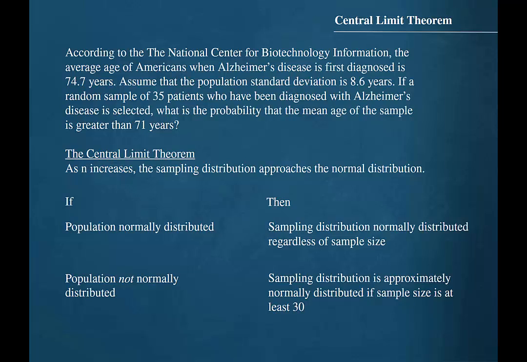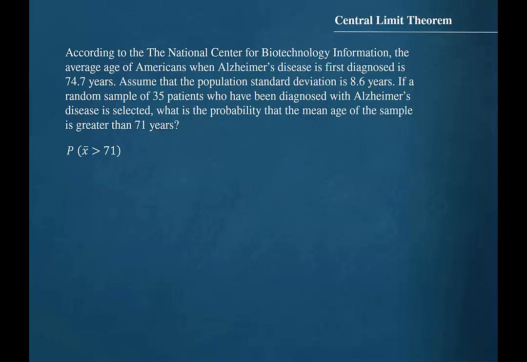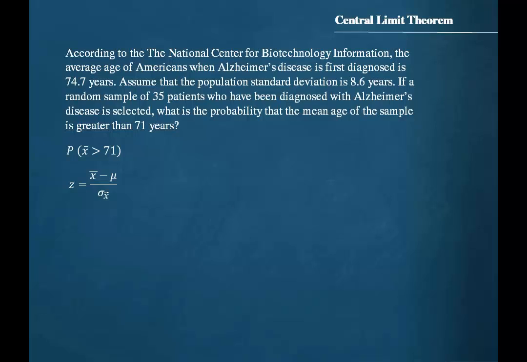this probability. The question is asking us to find the probability that the sample mean is greater than 71 for the sample of 35 patients. We will use a z-score to find this probability. It is very important that we use the standard deviation for the sampling distribution, also called the standard error of the means, when calculating a z-score associated with a mean of a sample. The standard deviation for the sampling distribution is found by dividing the standard deviation for the population by the square root of the sample size.